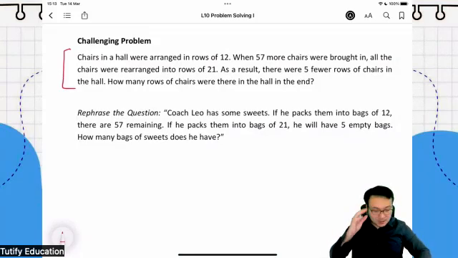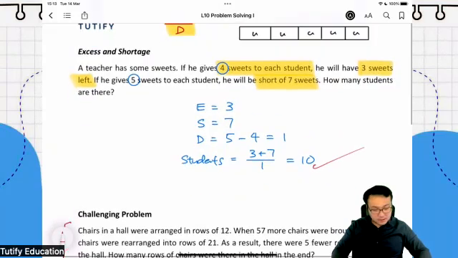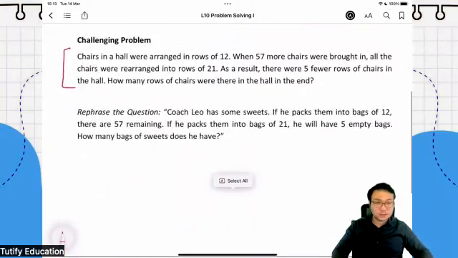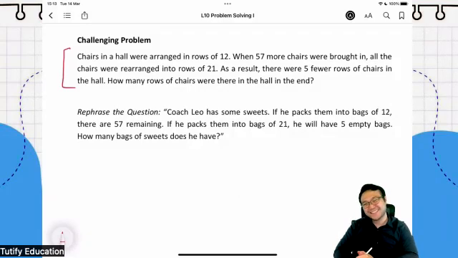If they keep adding chairs, how am I going to solve it? Because excess and shortage is supposed to have always the same number of sweets. Then over here, they keep on adding extra. Then how am I going to use excess and shortage? You cannot. So what are we going to do about it? Any idea? Divide.